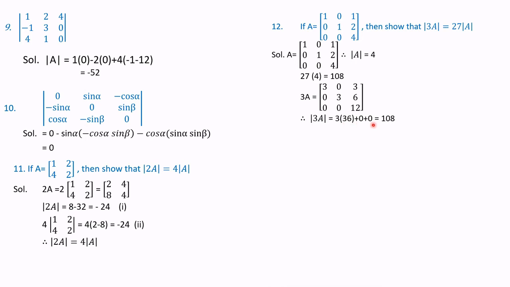So therefore, determinant of 3A is equal to 27 determinant of A. Hence proved. Next problem, 13. If A is equal to the matrix 1, minus 2, 2; 1, minus 3, 5; 4, minus 3. This is a 3 by 3 matrix. Find the determinant of A. So let us find out.